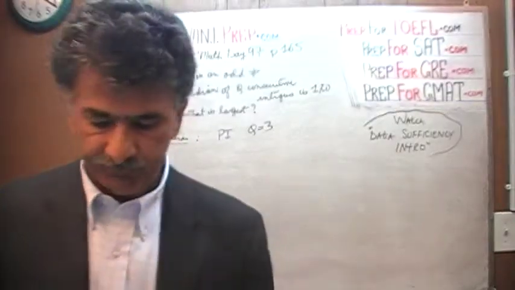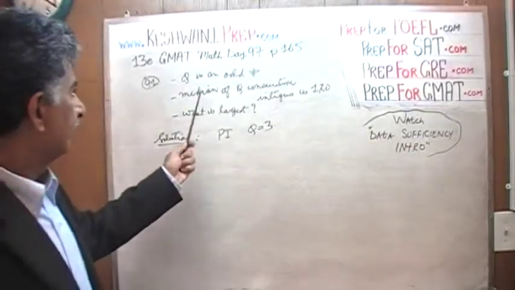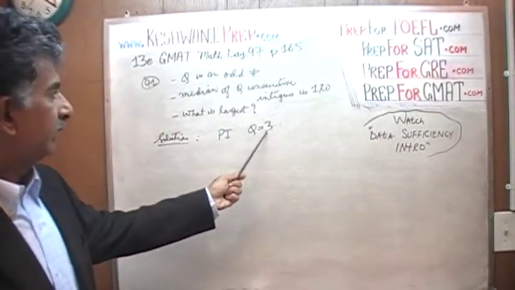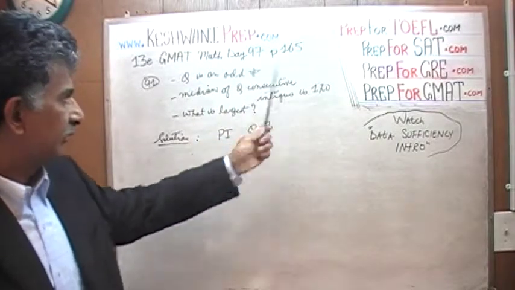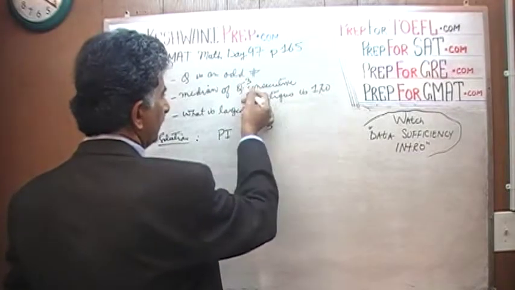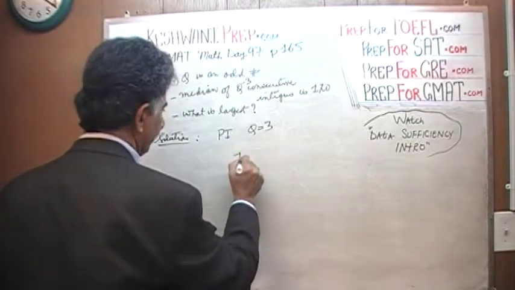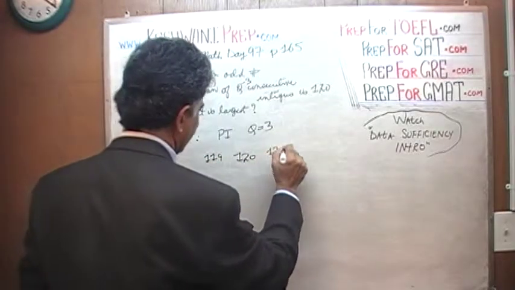So here we have 3 consecutive numbers. Why 3 consecutive numbers? It says q is an odd number, so we pick 3. The median of 3 consecutive integers is 120, so q equals 3. And we know now the median of 3 numbers is 120, so the numbers must be 119, 120 and 121.